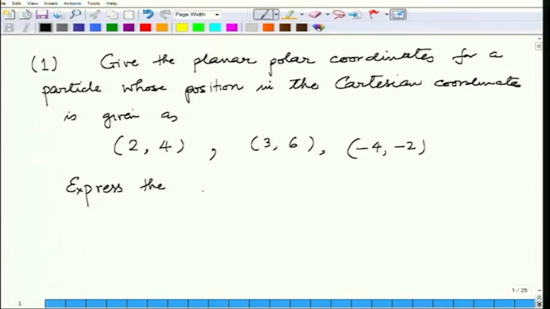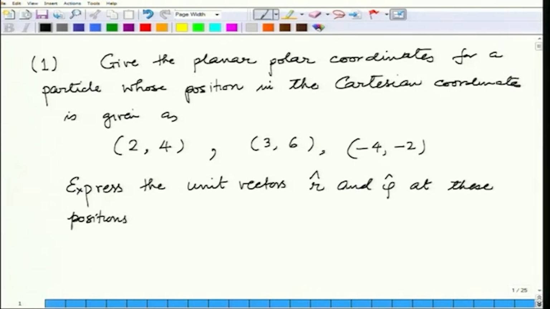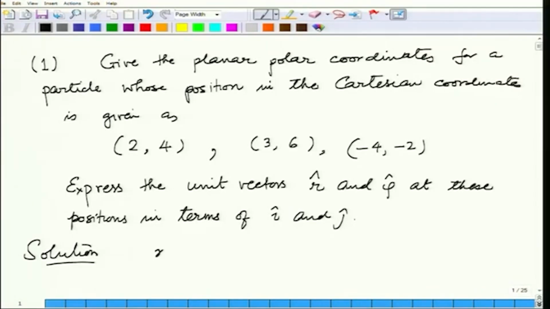the unit vectors r and phi at these positions in terms of the vectors i and j. So, let us take the first one where we have x equals 2 and y equals 4.